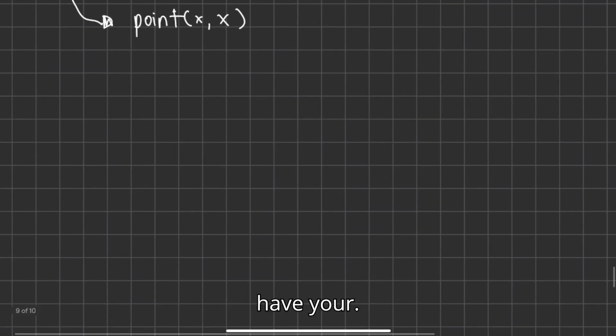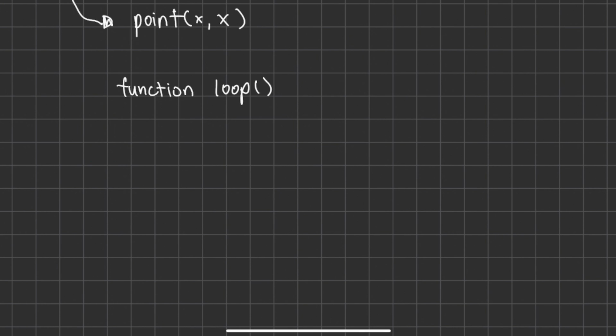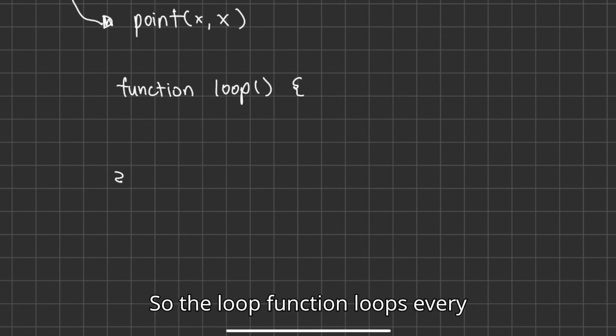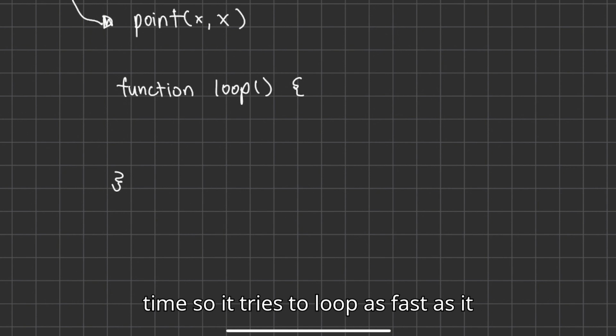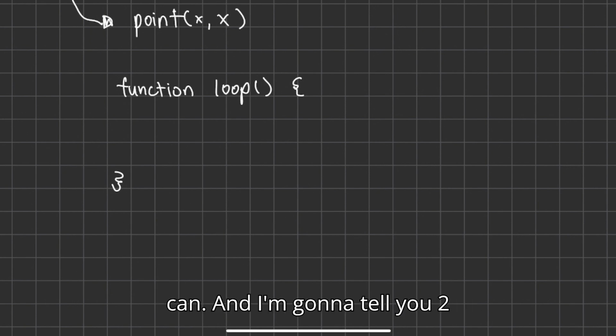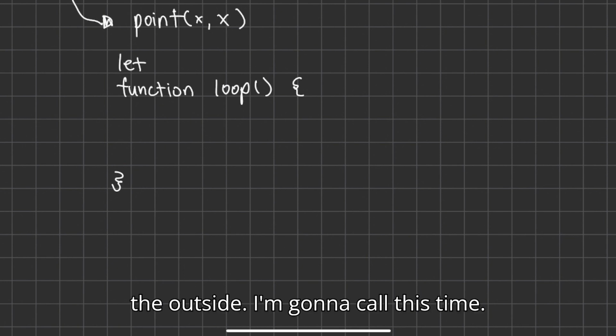You have your function loop. So the loop function loops every time. So it tries to loop as fast as it can. And I'm going to tell you 2 supporting ways to use while loops. So we have the variable on the outside. I'm going to call this time.